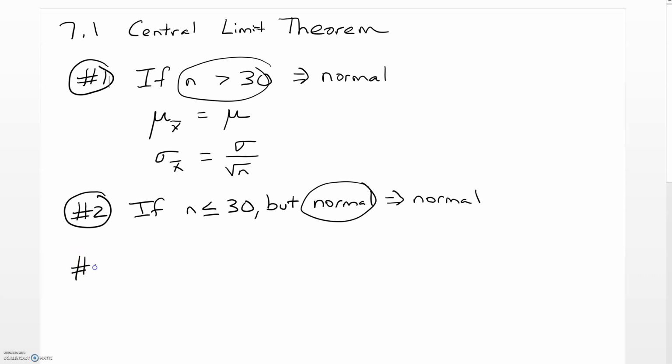However, there is, I guess you could say, a third part. What happens if we have a small sample and it's not normal? Well, then otherwise, the central limit theorem, I'll abbreviate that as CLT. You can do that also on your test. Does not apply.